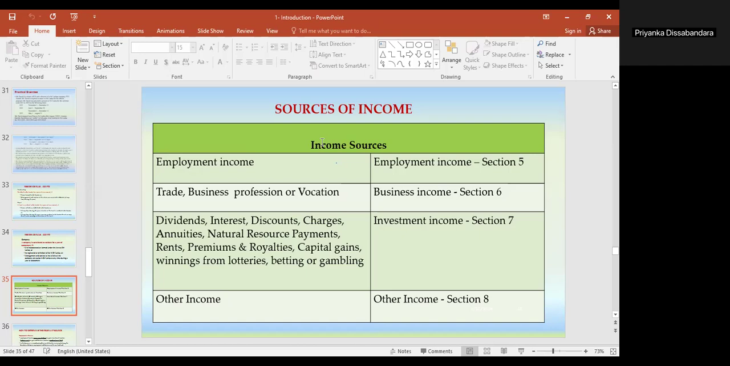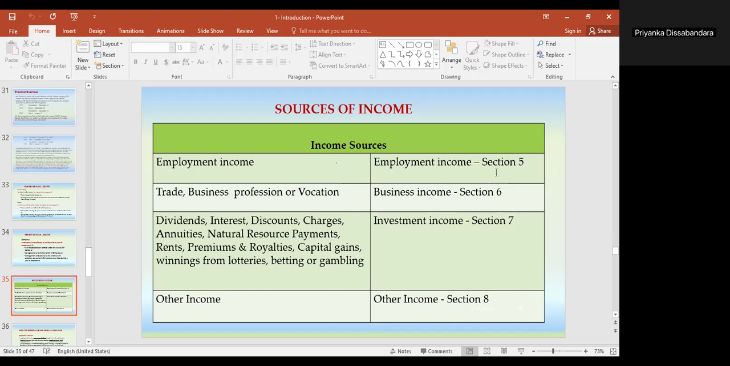So now, according to Inland Revenue Act number 24 of 2017, we have 4 kinds of income sources. That means employment income, business income, investment income, and other income. For these 4 income sources, we have separate sections. For employment income, we have a separate section, that is section 5. For business income, we have section 6. For investment income, we have section 7. And for other income, we have section 8.